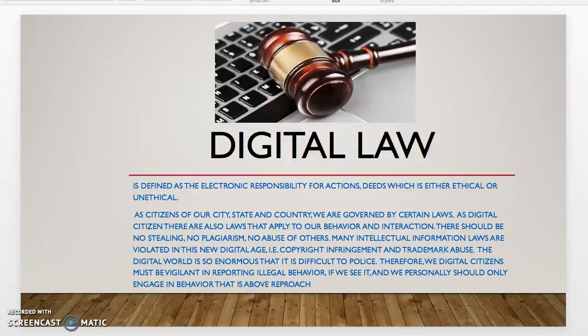The digital world is so enormous that it is difficult to police. Therefore, we digital citizens must be vigilant in reporting illegal behavior if we see it, and we personally should only engage in behavior that is above reproach.